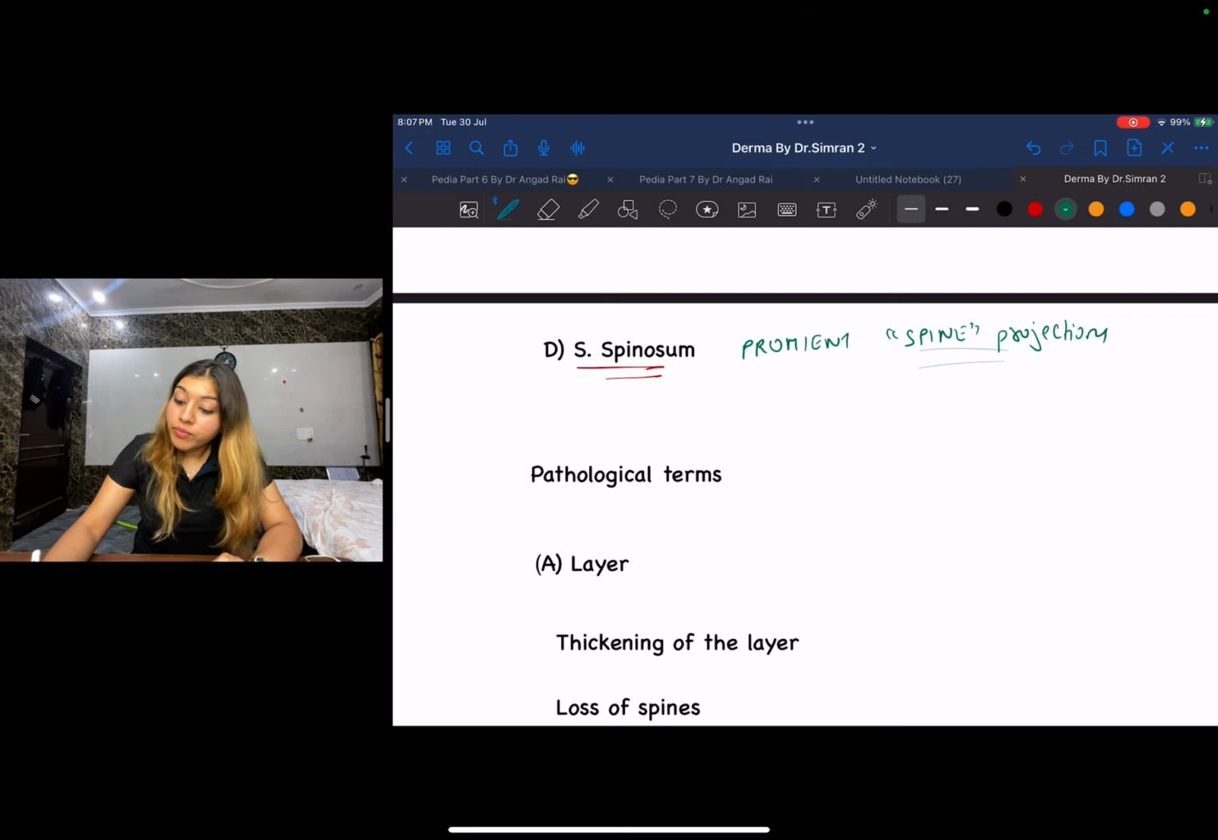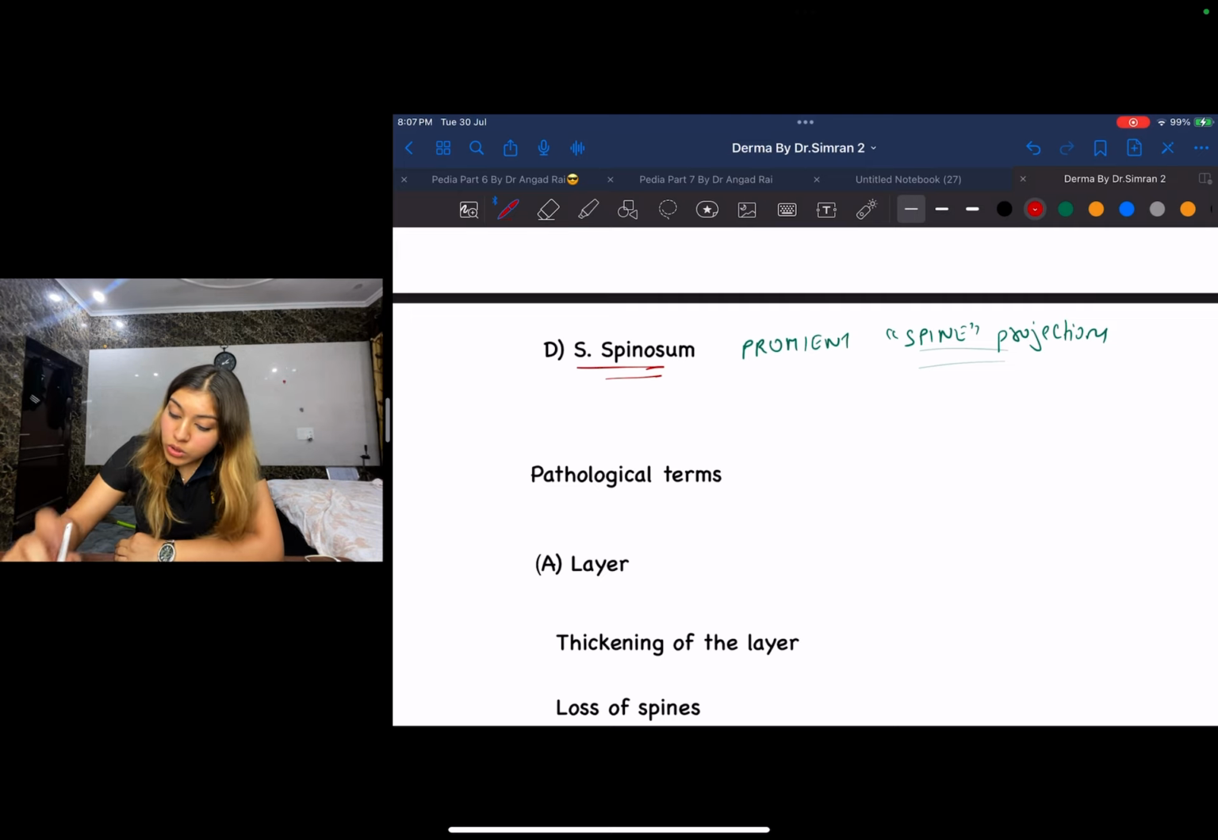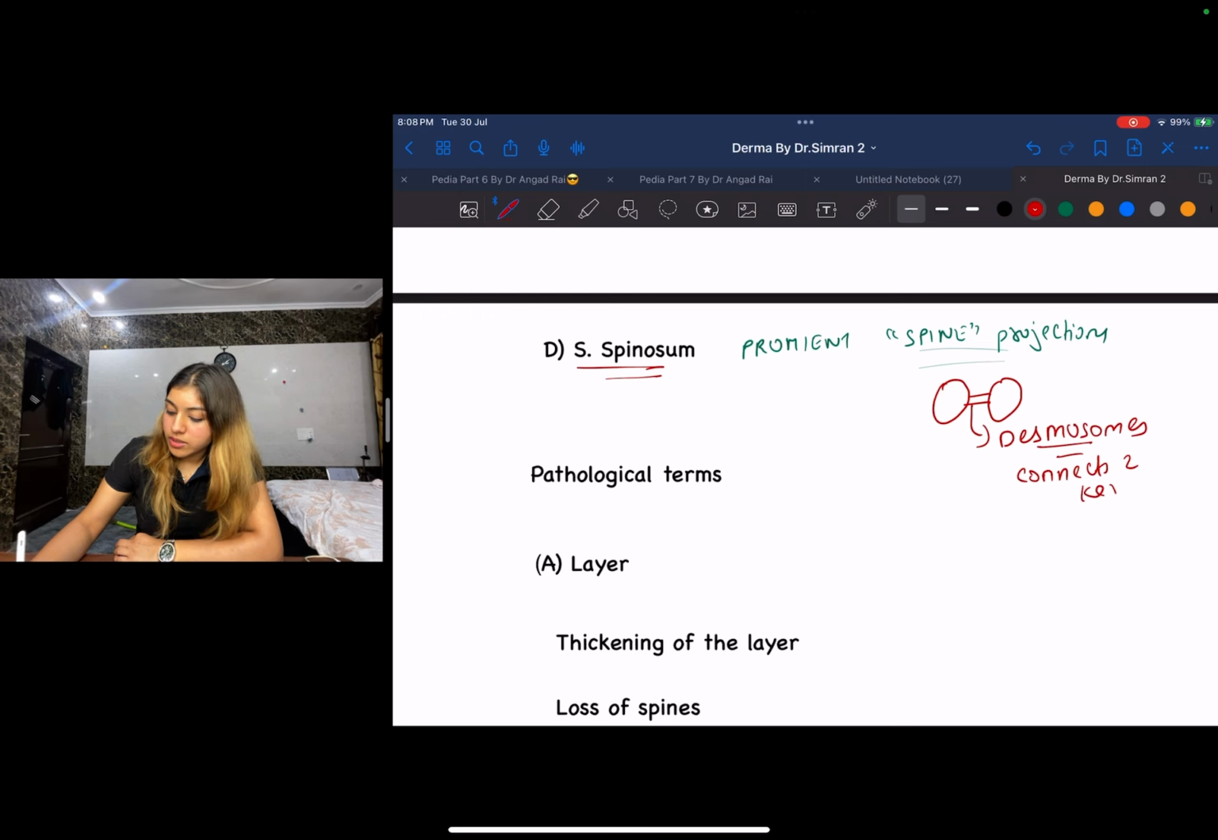Now one more very important thing that I want to explain here is the word desmosomes. You're going to hear a lot of it. Basically we have our keratinocytes. What does a desmosome do? They help in making the connection between two keratinocytes. It connects your cells basically. That is the work of your desmosomes.